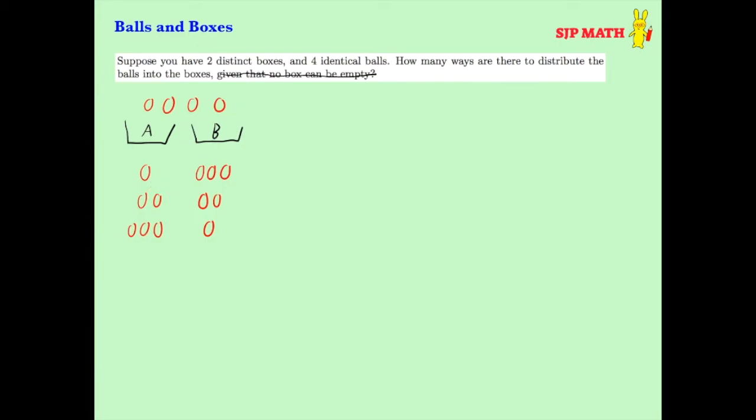So how would this change the problem? This time either box A or box B can be empty. So we can have 0 balls in A and 4 balls in B, or 0 balls in B and 4 balls in A. So we got 2 more ways to distribute these balls. So we have a total of 5 ways to distribute 4 identical balls into 2 distinct boxes with no restrictions.